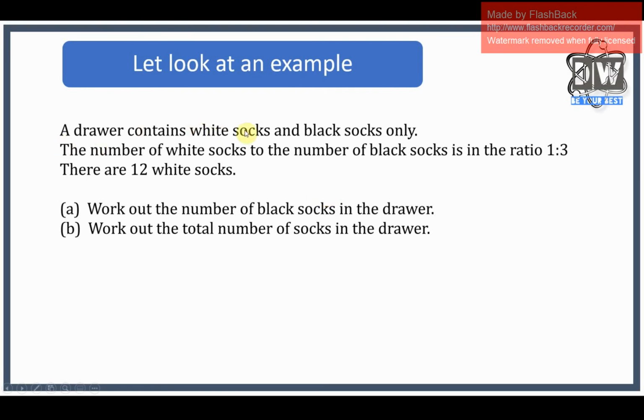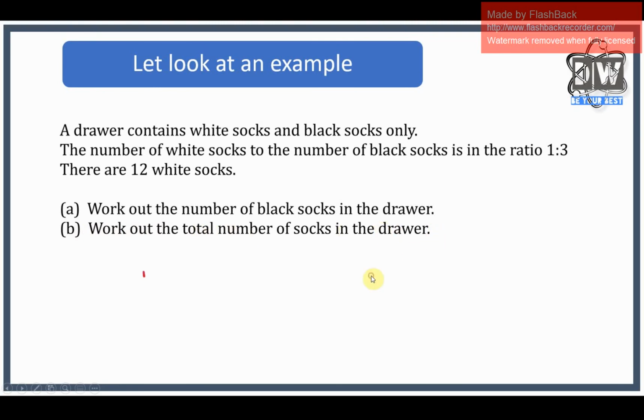So a drawer contains white socks and black socks only. The number of white socks to the number of black socks is in a ratio of 1 to 3. So therefore, for every 1 white sock, we have 3 black socks. There are 12 white socks. So work out the number of black socks in the drawer and also work out the total number of socks in the drawer.